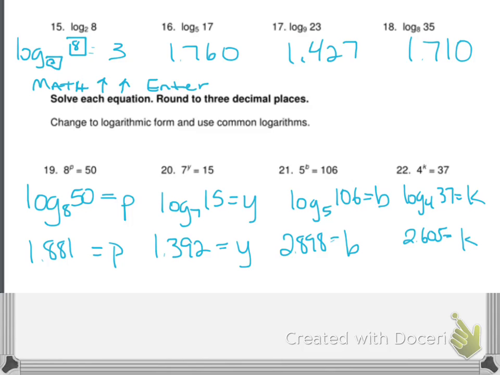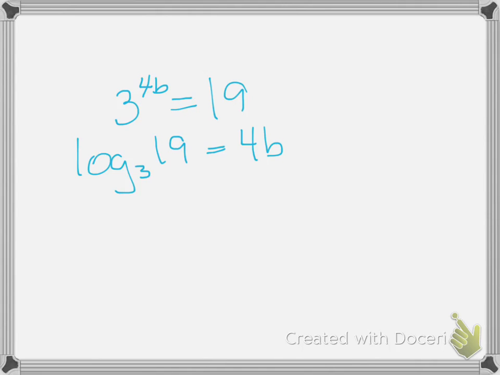There's one last thing that I want to make note of, one last kind of problem, and it is where there's maybe a third step in doing these. So let's say I have 3 to the 4b equals 19. Okay, so that would be log base 3 of 19 equals 4b. Okay, so when I type that in my calculator, I get the decimal like 2.68014385, etc., etc.